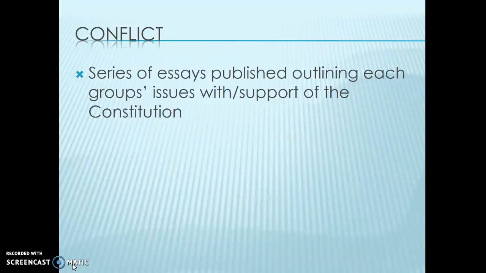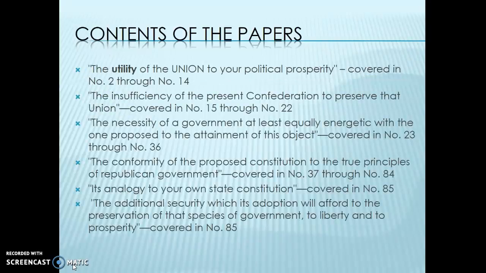So they started writing the series of essays, the Federalist Papers, outlining each group's issue with the support of the Constitution. Here I'll just review the main idea of several of them, but you have 3 that I'm going to have you look at. Federalist numbers 2 through 14 dealt with the utility of the Union to political prosperity. Essays 15 through 22 dealt with the insufficiency of the Confederation to preserve that Union. The Federalist Papers are written around the time that the Constitution is ratified, and they're really arguing for ratification and change.